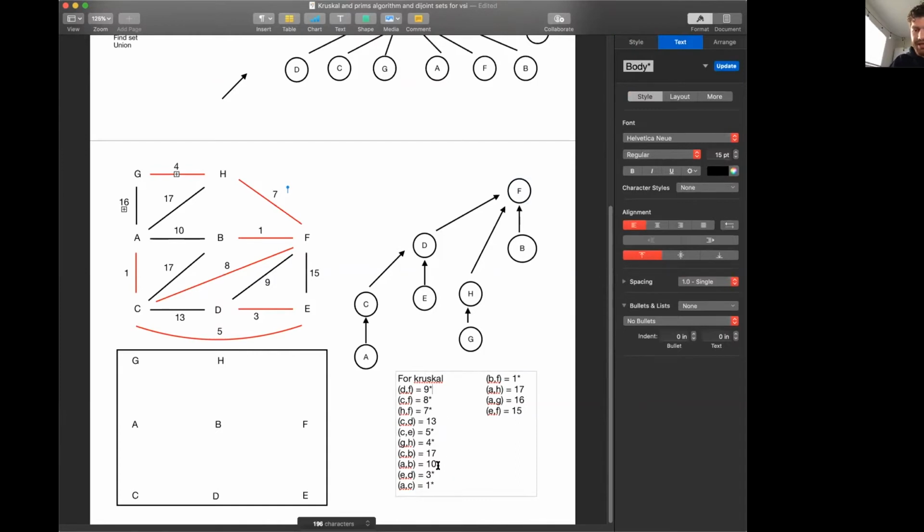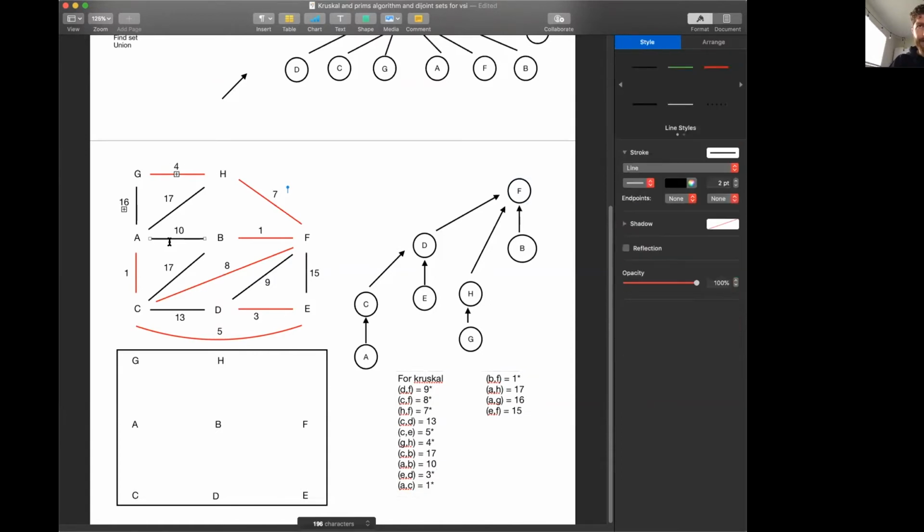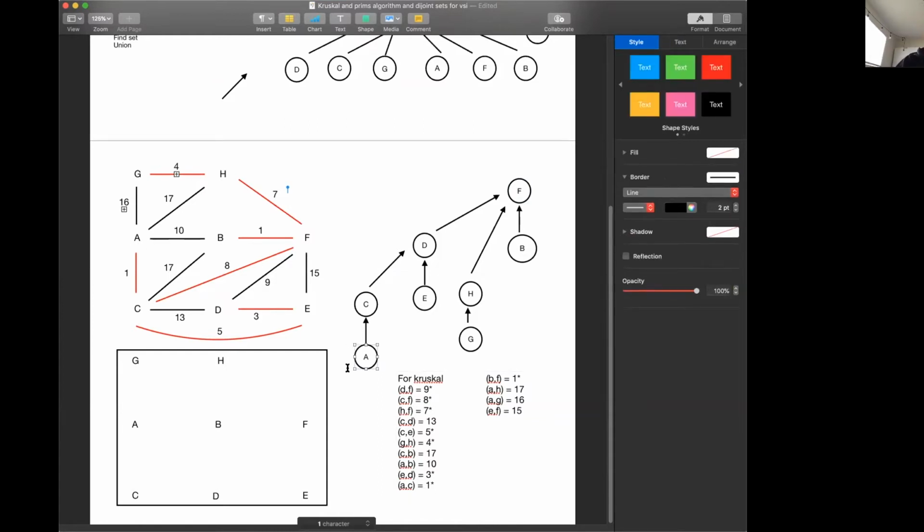And the next smallest edge looks like it's 10, and it's AB. So I look at AB, it's this one. And I call find set on A. A is here. And that's where some interesting stuff happens. A looks up, it's C, C still has a parent, it looks up, it's D, D still has a parent, so it looks up, it's F. We got to the root, and find set on A should give me F.